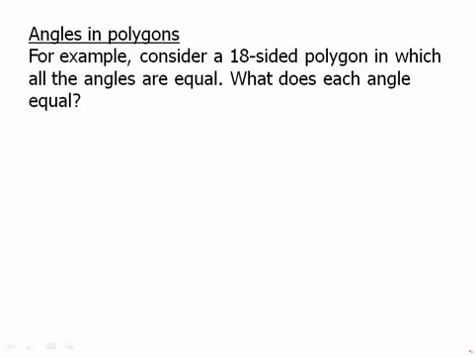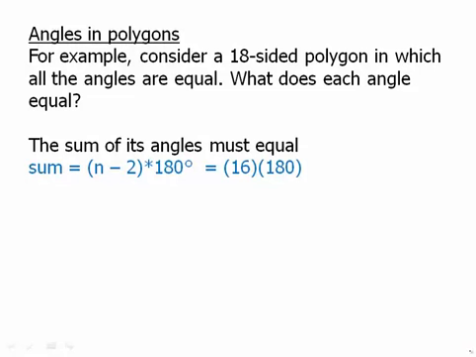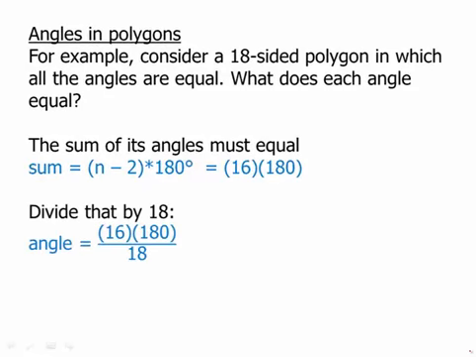For example, consider an 18-sided polygon in which all the angles are equal. What does each angle equal? Pause the video and see if you can work this out for yourself. Okay, so we know that the sum of the angles must equal (n minus 2) times 180, so 16 times 180. I'm not going to multiply that out, I'm just going to leave it like that, 16 times 180. And if all 18 angles are equal, then we'll divide that sum of the angles by 18 to get one of the single angles. Well, when we divide by 18, we can very easily cancel. 180 divided by 18 is just 10, and so that equals 160 degrees. And that is the measure of each one of those 18 angles.